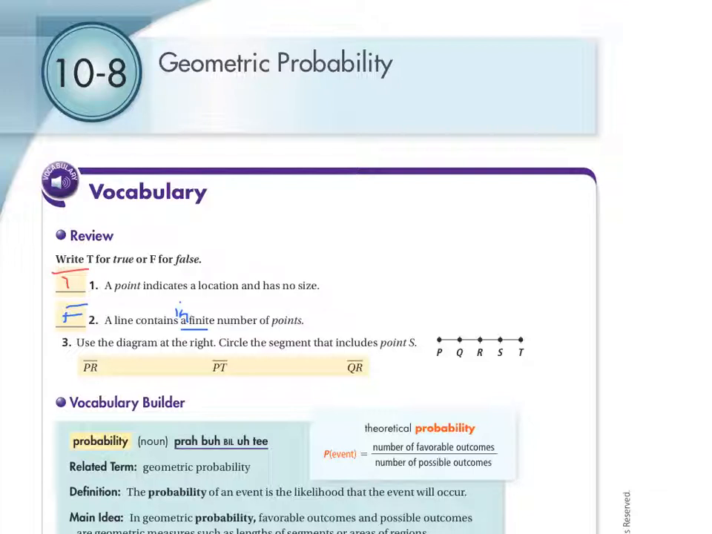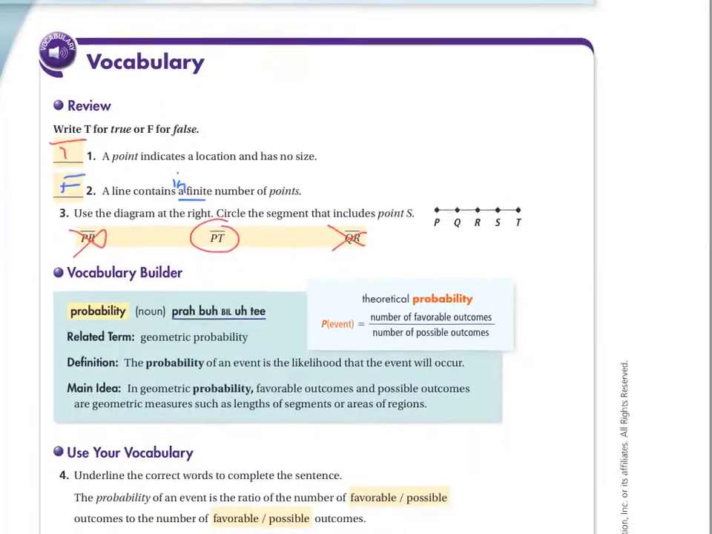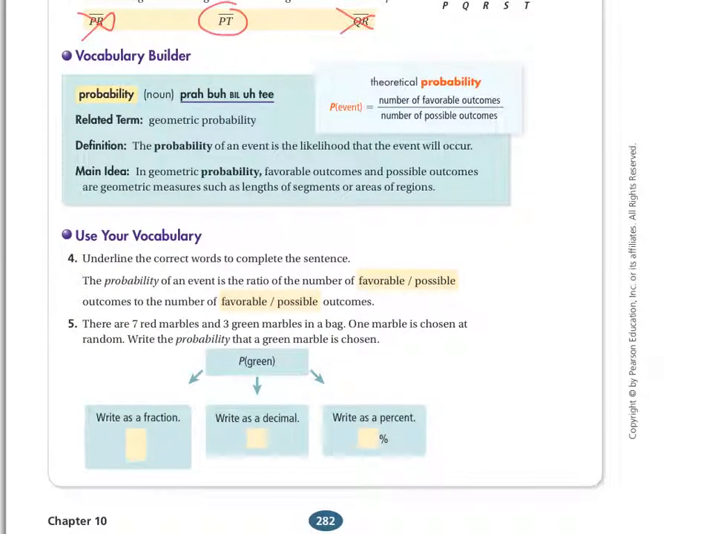All right, so number 3, use the diagram at the right. Circle the segment that includes point S. Is it PR? Yes or no? No. Is it PT? Does PT include the point S? Yes. How about QR? No. Okay, that was tough.